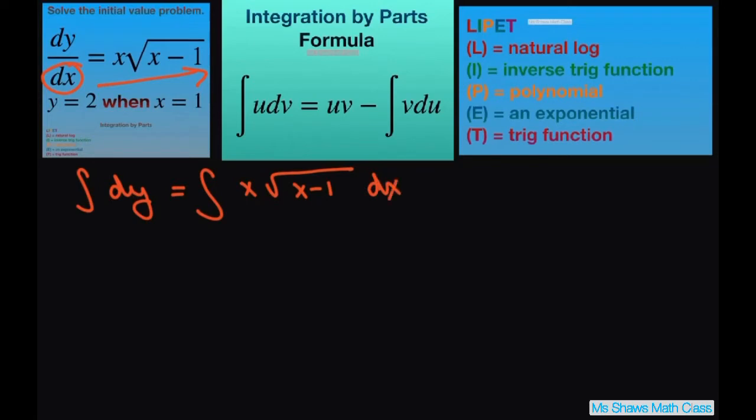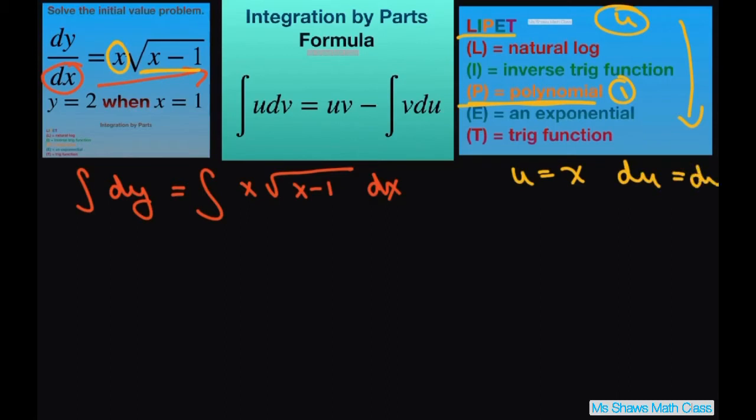All right. Now looking at my mnemonic device for LIPET, I'm going to use polynomial first. This is just a square root function. So I'm going to let u, this is what you want to let u equal in this order. Our first thing that pops up is the polynomial. So we can let u equal x, so the derivative of u equals dx.